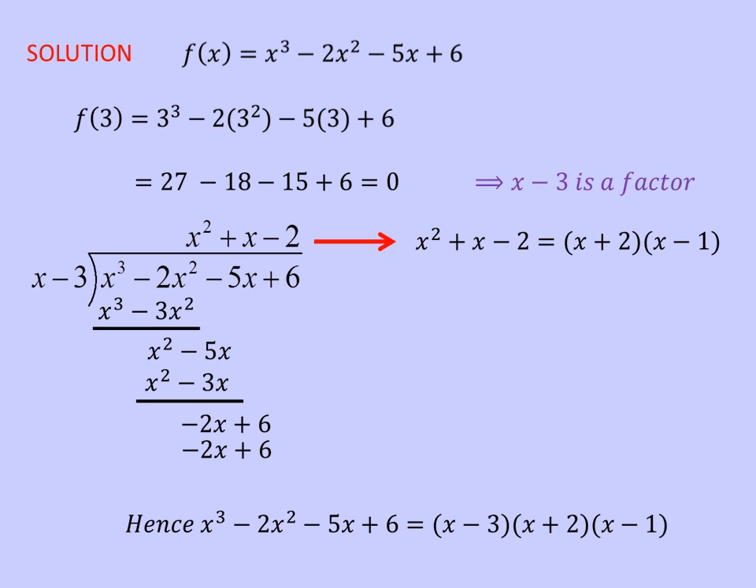I tested mine using 3. You may have used another value, negative 2 or plus 1. Either way, once you've fully factorized it, you should get the same results as myself. So x cubed minus 2x squared minus 5x plus 6 factorizes to (x minus 3)(x plus 2)(x minus 1).